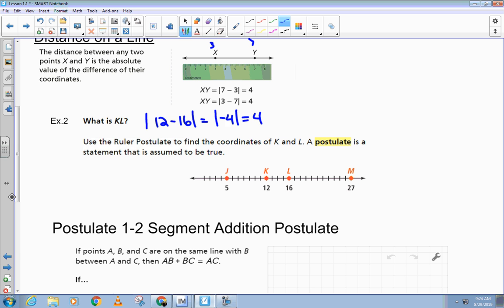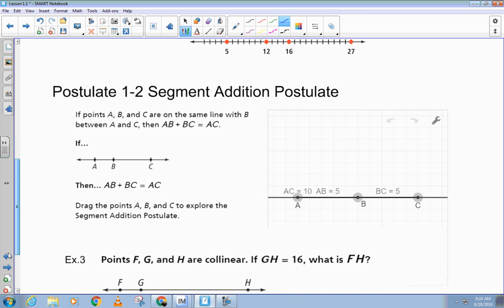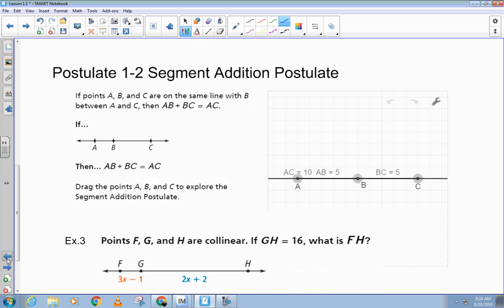Okay, so our next postulate, again, kind of a common sense thing, is called the segment addition postulate. The segment addition postulate states that if points A, B, and C are on the same line, what's another word for being on the same line? Collinear. If A, B, and C are collinear with B between A and C, then AB plus BC equals AC. Now, if it says that one point is between 2 others, then that means it has to be somewhere in between, not necessarily right in the middle. It just has to be in between those 2 points somewhere.